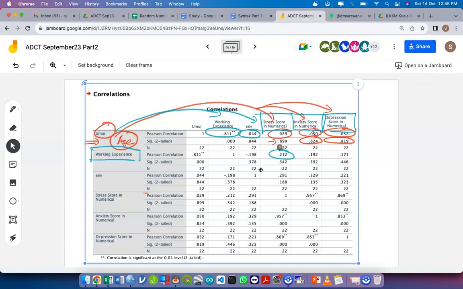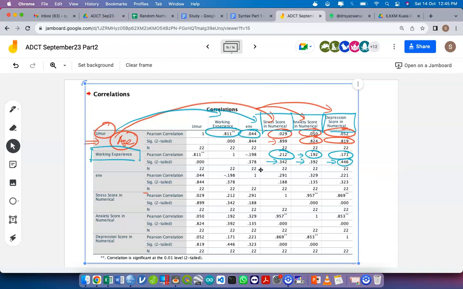Positive low correlation. Betul tak? What is the p-value? More than alpha. Therefore, fail to reject null hypothesis. This one, less than 0.2. That's mean positive negligible. This one, more than alpha. That's mean we fail to reject null hypothesis. This one, less than 0.02. That's mean positive negligible. This one is more than 0.05. That's mean there is no significant correlation. So, mana tak ada kaitan.